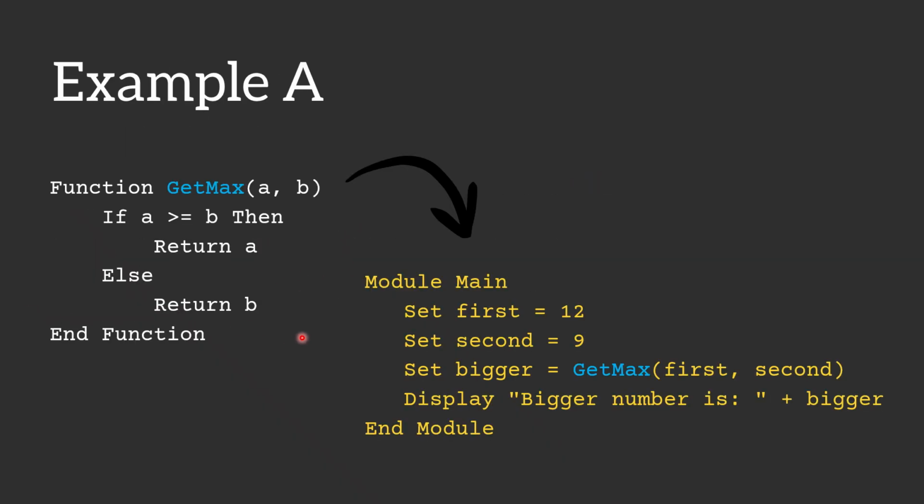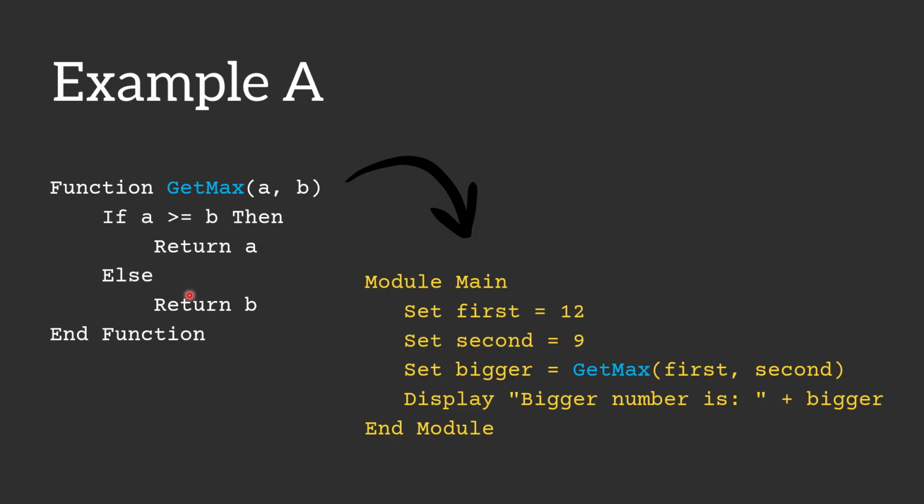I just wanted to show you a couple of examples. For instance, we've got this function called getMax, and it's asking for two parameters. We're saying if A is greater than or equal to B, then return A, or else return B. Based on the condition, we're either returning A or returning B. Your function is only going to have one return, but that return can be based on a condition like this one is.